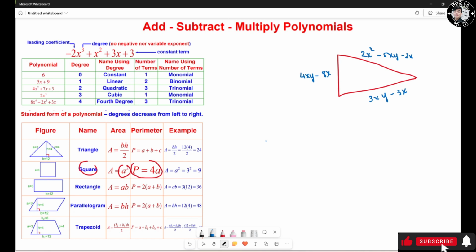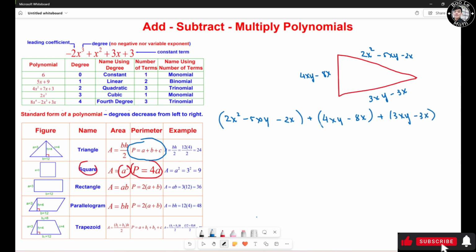Alright, let's move on to the next one. So for example, if we have the triangle with the side lengths given right here, now we need to calculate the perimeter. So the perimeter of the triangle, you just add all the sides up, right? Formula right here, just add all the sides up. So the first side right here, I have 2s squared minus 5sy minus 2s. Alright, add the second one, 4sy minus 8s. And then add the third one, 3sy minus 3s, right?